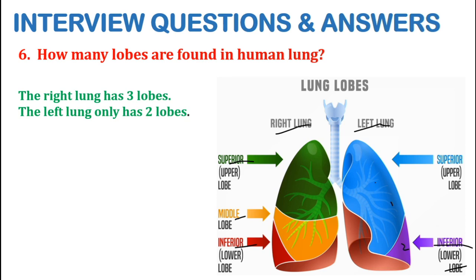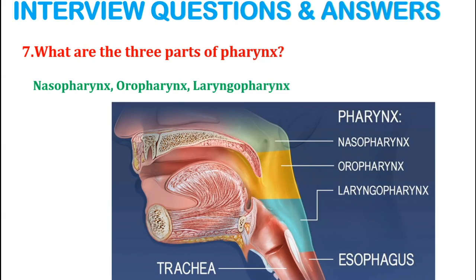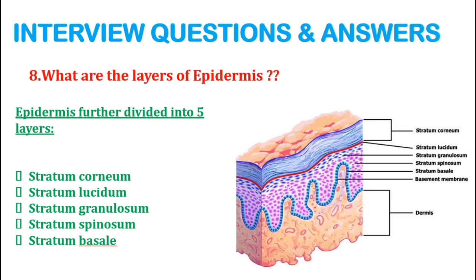And the next question is, what are the three parts of the pharynx? As we all know, nasopharynx, oropharynx and laryngopharynx. This laryngopharynx is also called the hypopharynx. And the next question, what are the layers of epidermis?